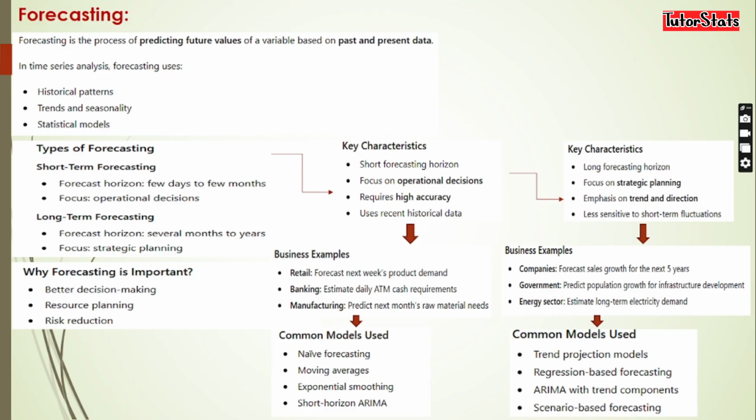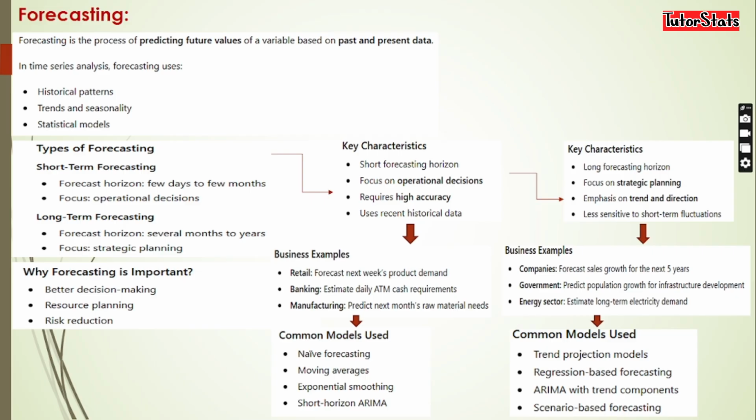Business examples are a daily store predicting next week's production demand, a bank estimating daily ATM cash requirements, a factory predicting next month's raw material needs. Short-term forecasts depend heavily on recent data and require higher accuracy.